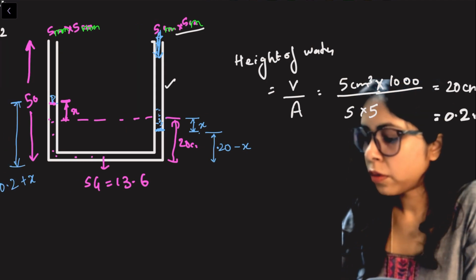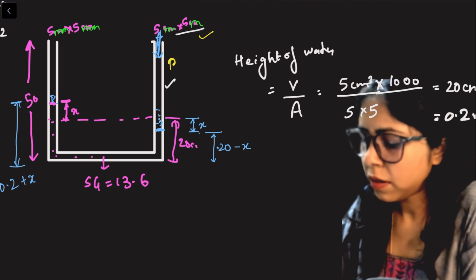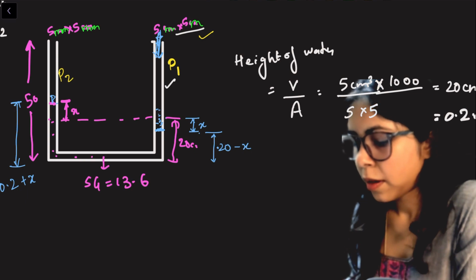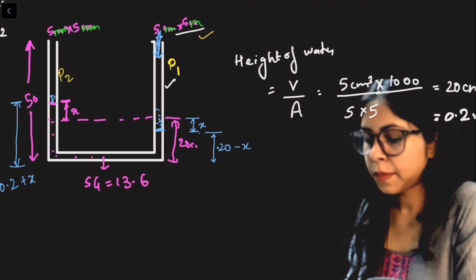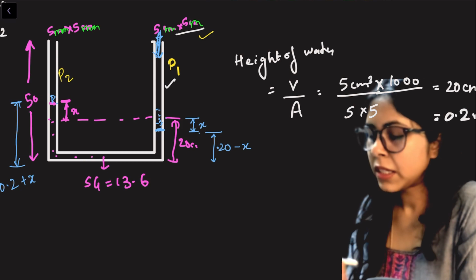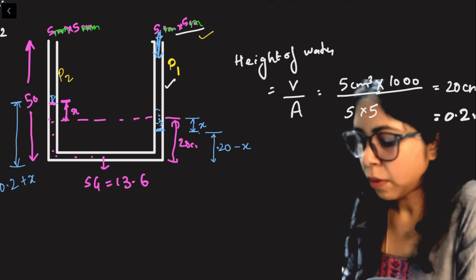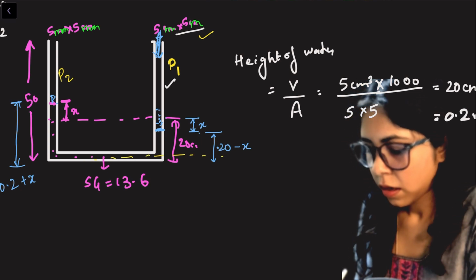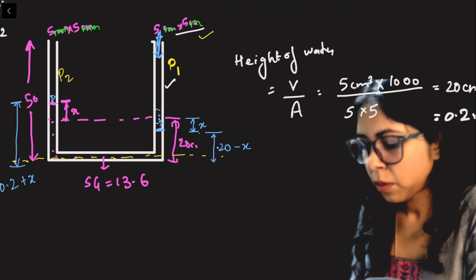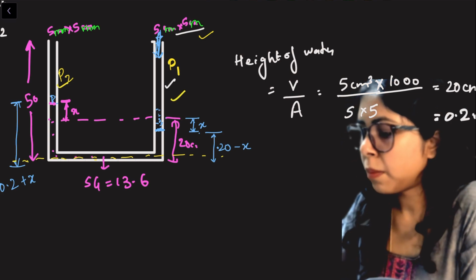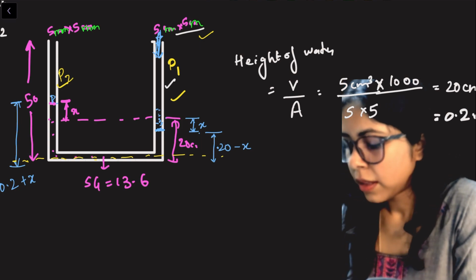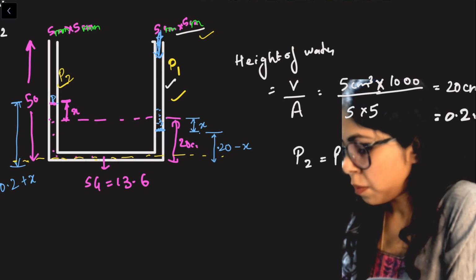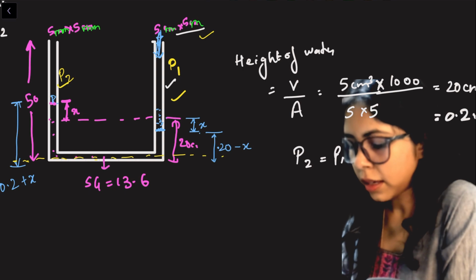Now let's say this is P1 and this is P2. The pressure will be the same in both limbs. The ultimate pressure at the bottom will be the same, whether from here or here, right? So I can say that P2 is equal to P1.